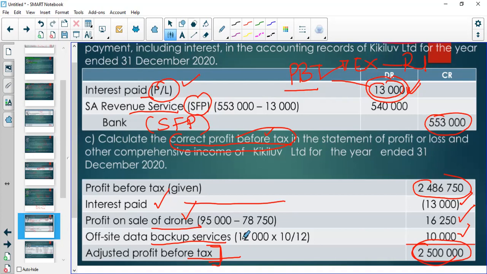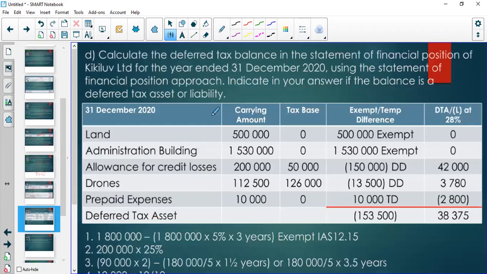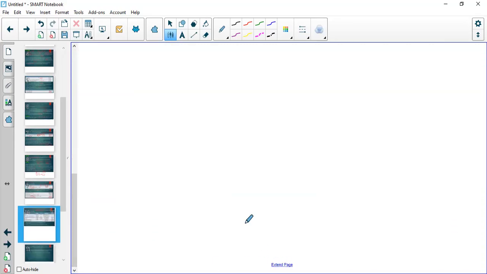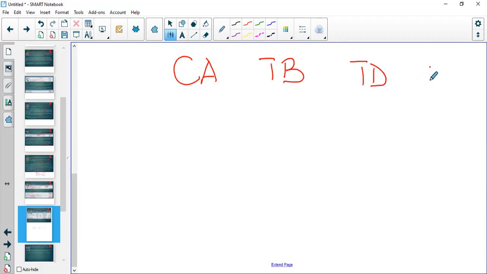All right. So from here, the next question requires us to calculate the deferred tax balance for the year ended 31 December 2020. So how do we calculate a deferred tax balance? That's going to be very easy. The principle is we need to determine the carrying amount of an asset, the tax base of an asset, then the temporary difference, then the deferred tax asset or liability.